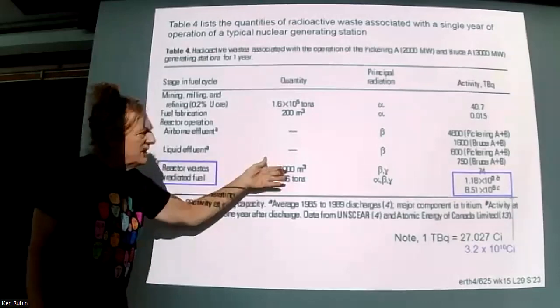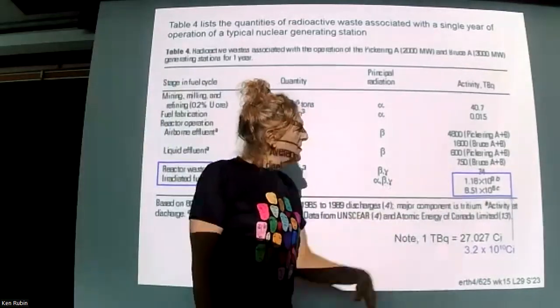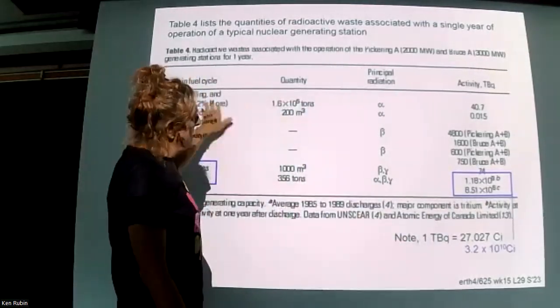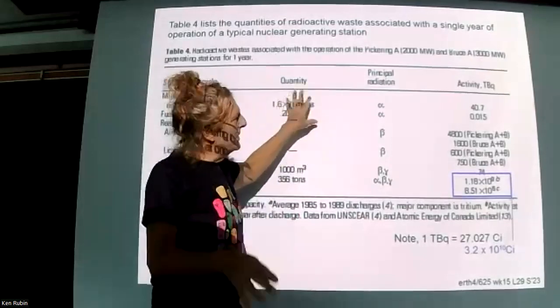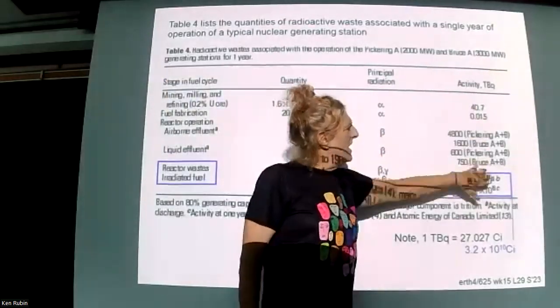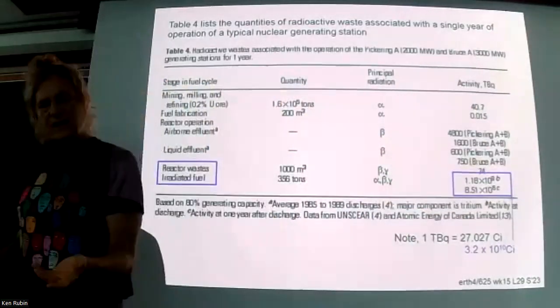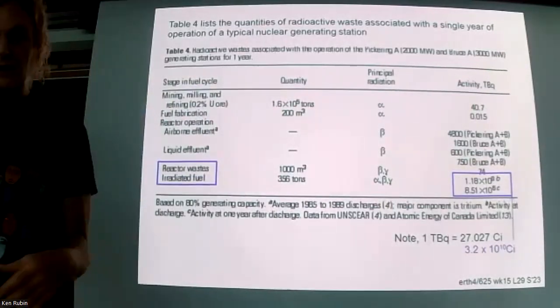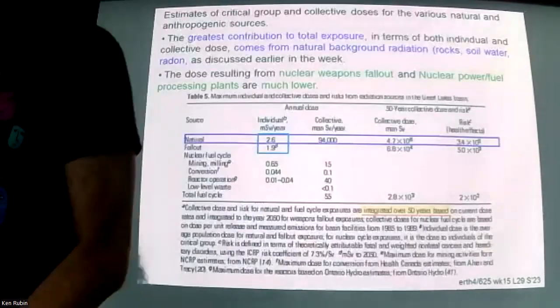This is the quantity again in tons, and these are the activities. And so you can see here that the processing of the fuel makes a lot of material, but by comparison, it's not as hot as the stuff at the end of the stream. And most of the stuff is stored here on these sites.